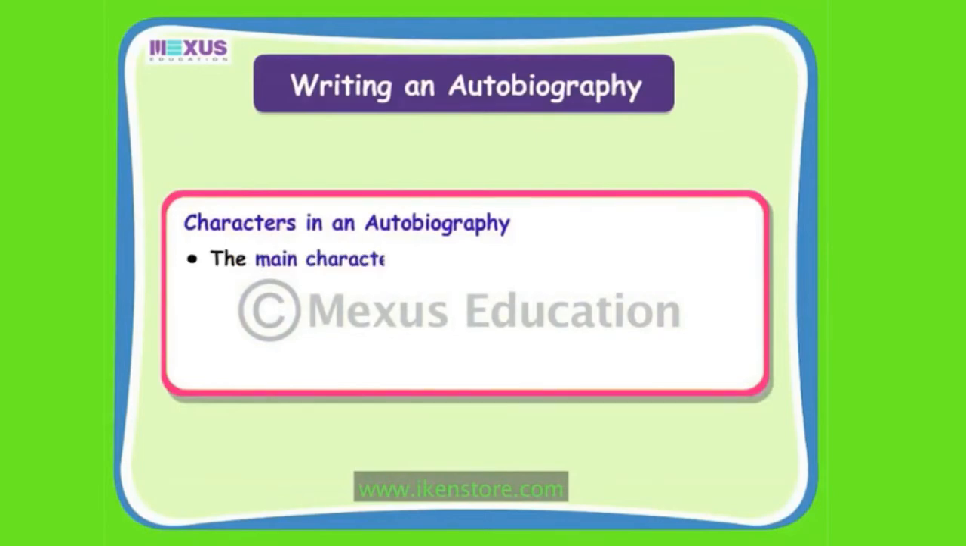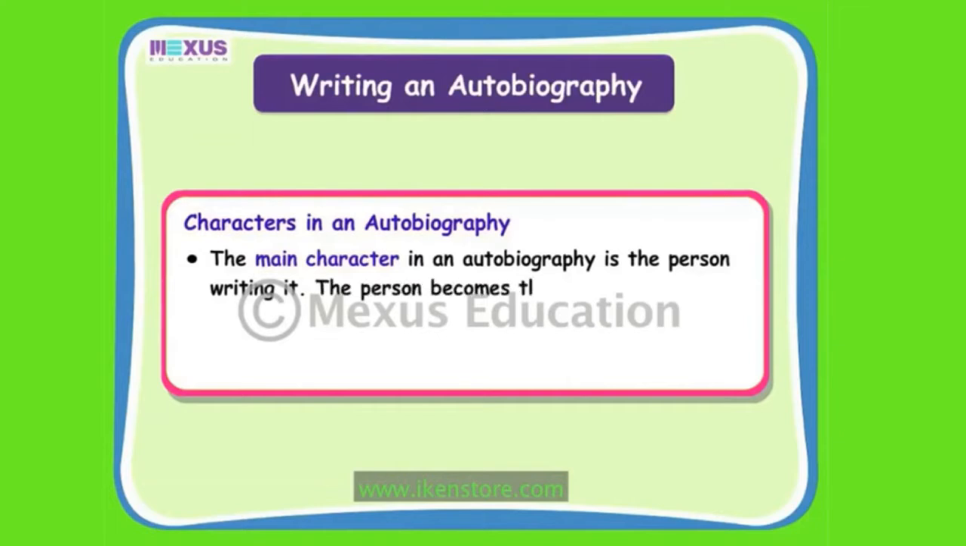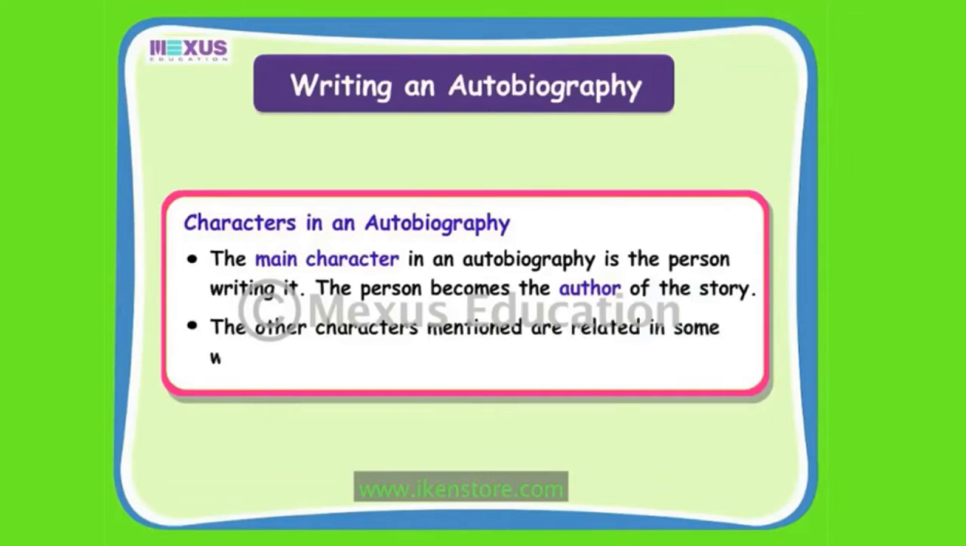The main character in an autobiography is the person writing it. The person becomes the author of the story. The other characters mentioned are related in some way to the author narrating the story.